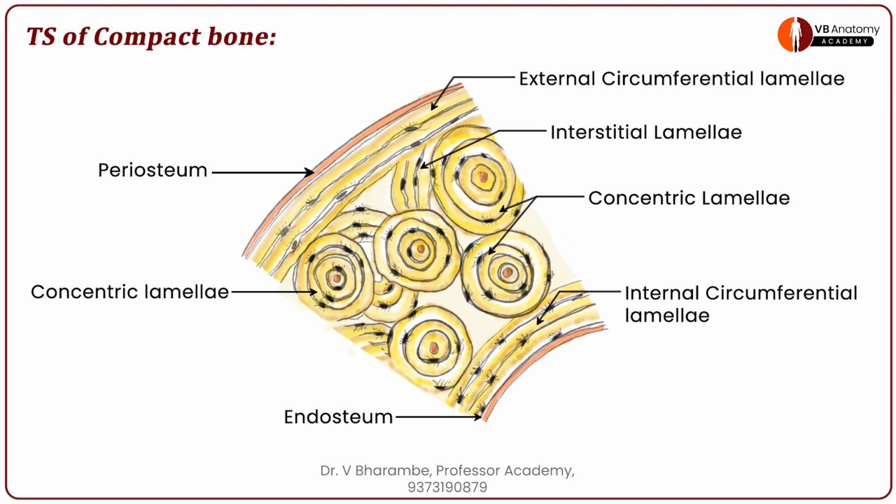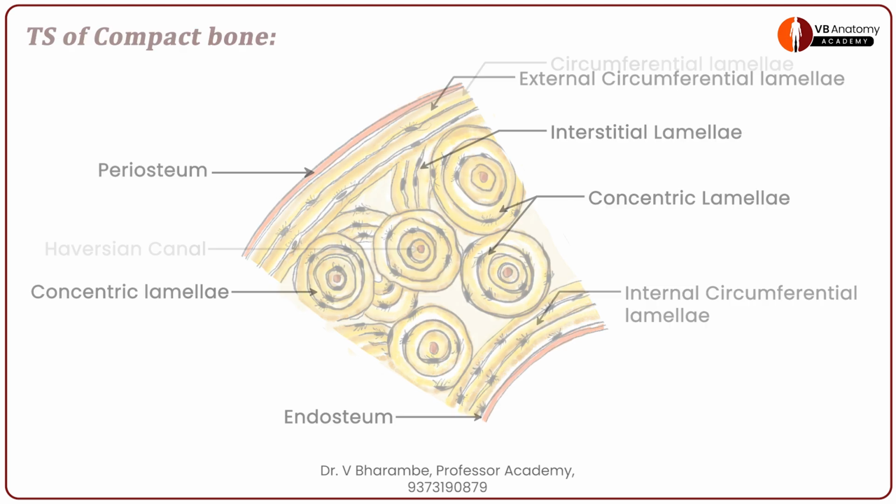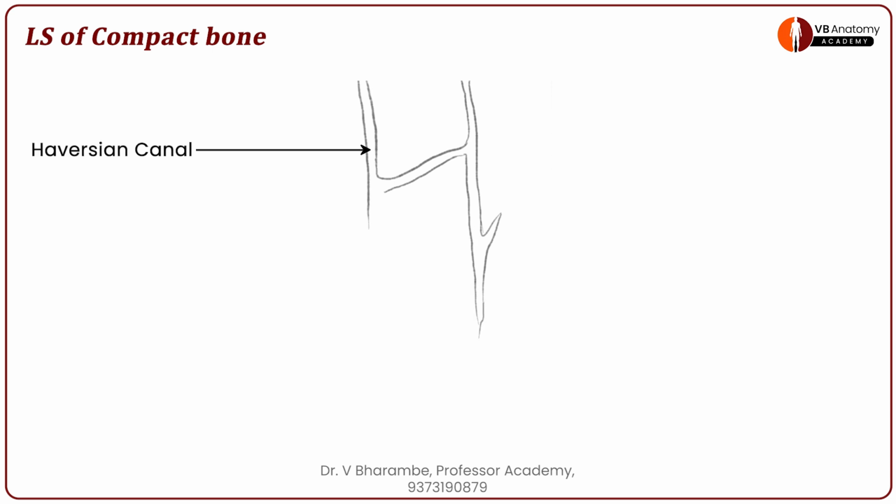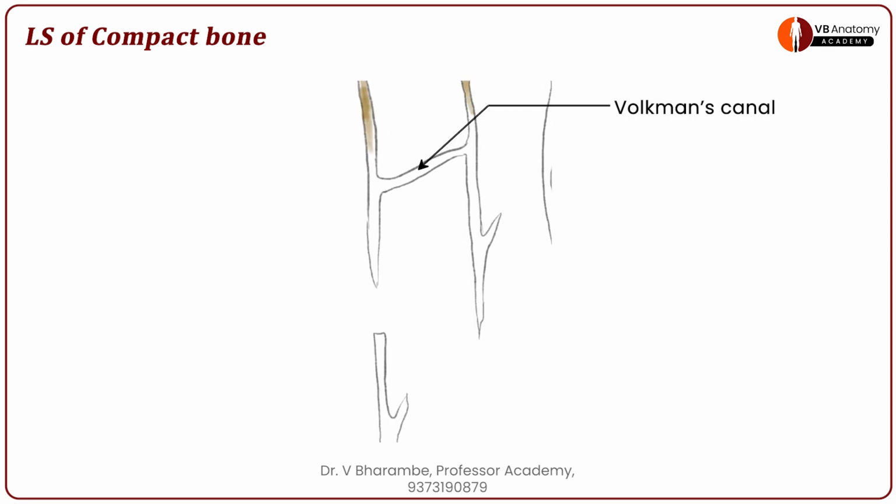With this knowledge, we go on to the last part which is LS of compact bone. To draw the LS, we have to first draw the Haversian canals. So these longitudinal ones are our Haversian canals, and in between them what you see connecting the Haversian canals here is the Volkmann's canal. So color the Haversian canals.